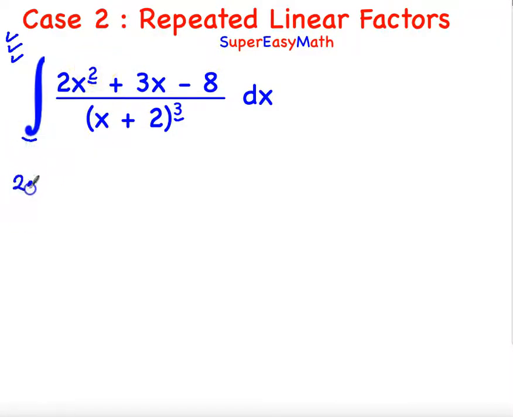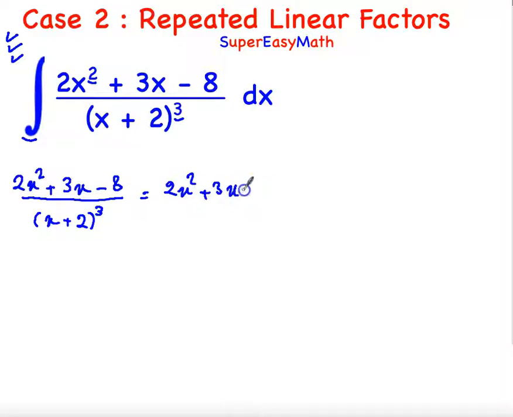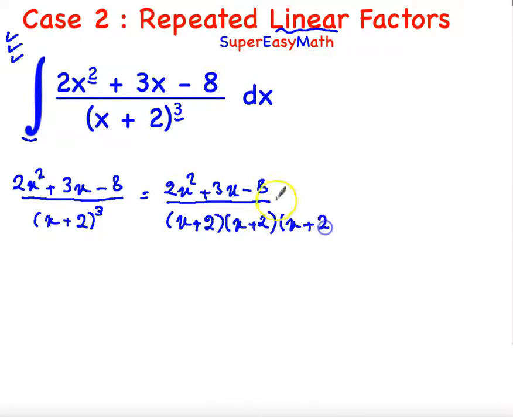Now, 2x squared plus 3x minus 8 over x plus 2 cubed equals 2x squared plus 3x minus 8 over, remember we need linear factors, degree 1. So x plus 2 times x plus 2 times x plus 2 equals a over x plus 2 plus b over x plus 2 squared. It's repeated 2 times now.